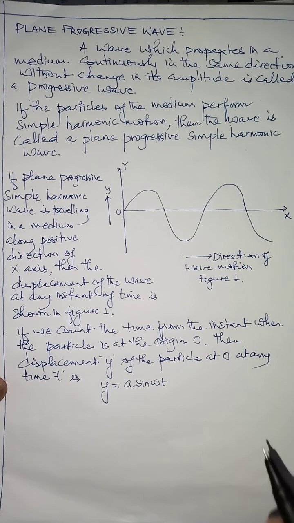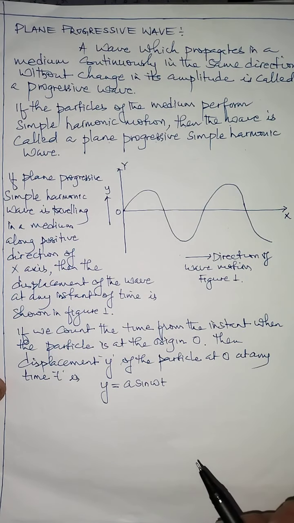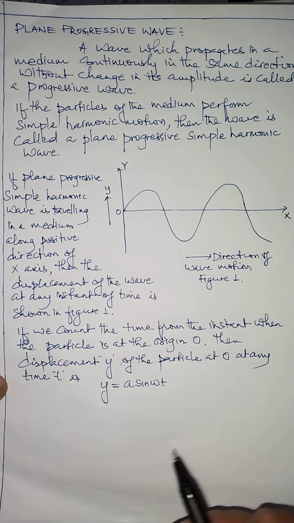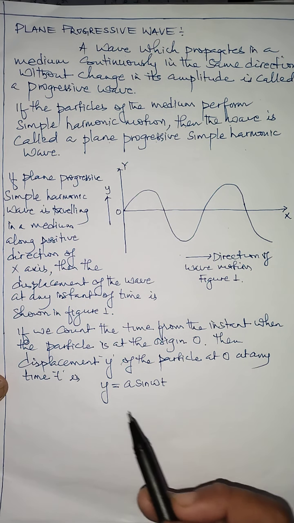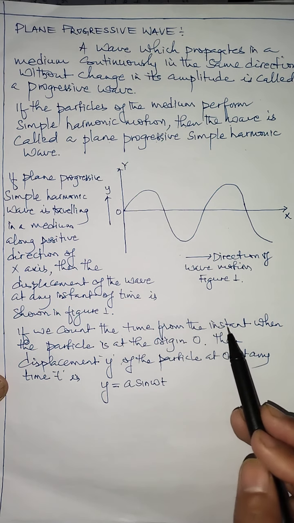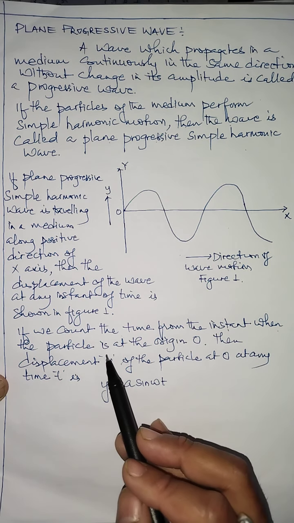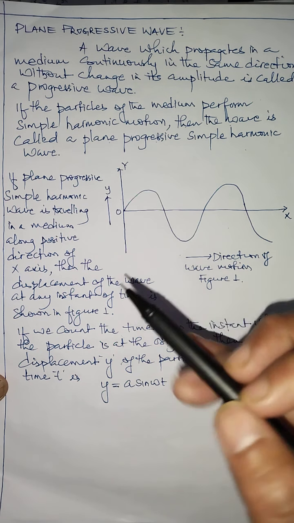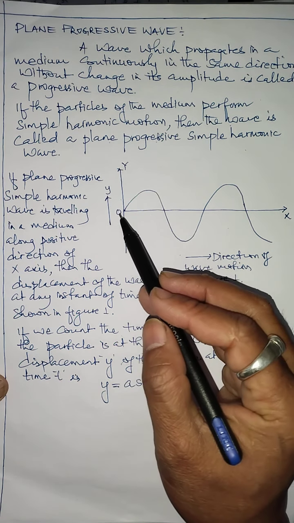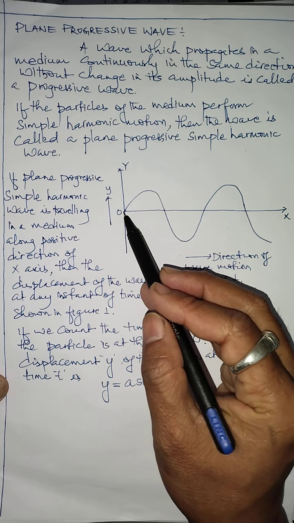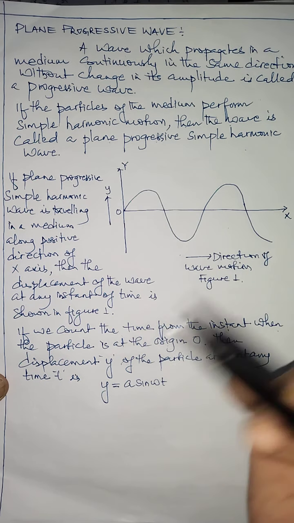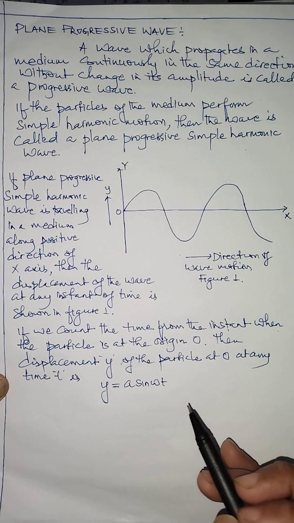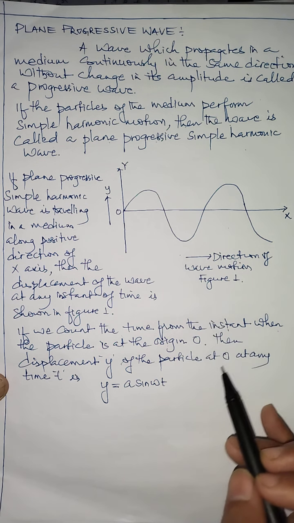Now, in order to write the displacement equation of the particle under this plane progressive simple harmonic wave, let me just count the time from the instant when the particle is at the origin O. That means we start counting the wave which is propagating from the origin O, when the time is, say, t. Any instant of time, say t. Then the displacement equation.